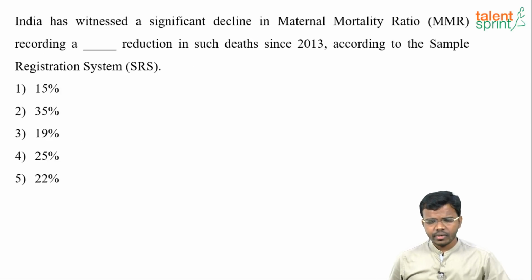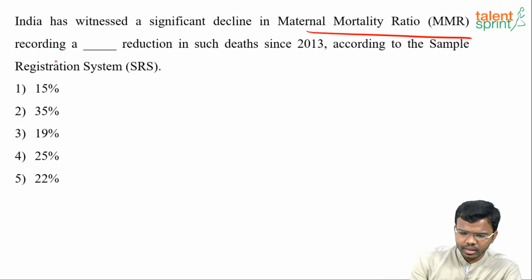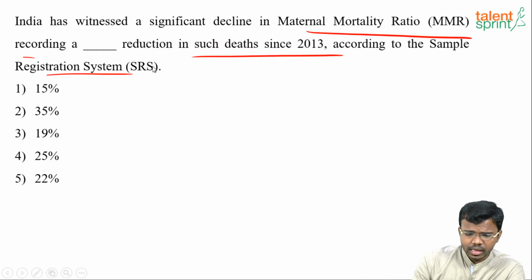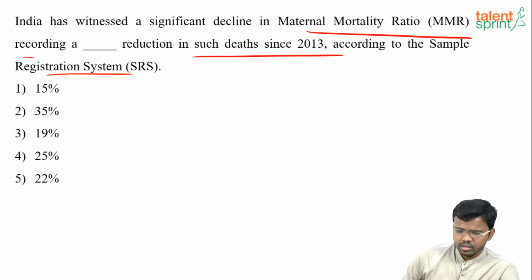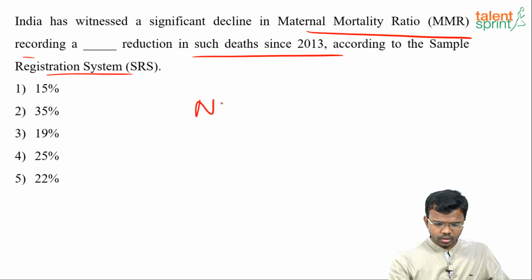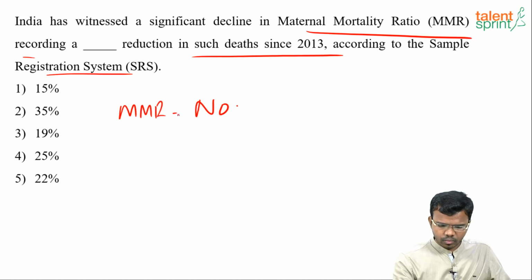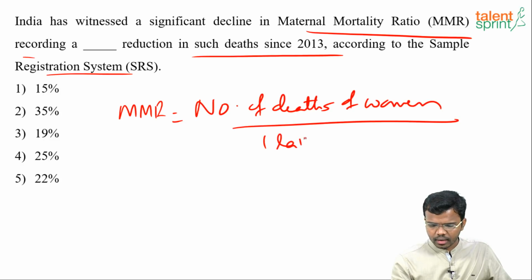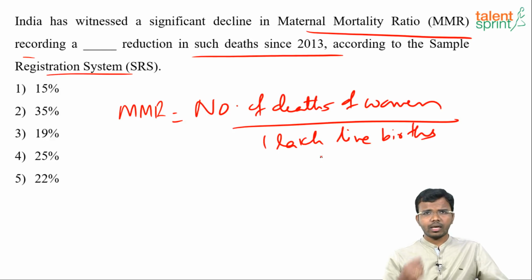India has witnessed a significant decline in maternal mortality ratio, recording a reduction in such deaths since 2013 according to the Sample Registration System. So maternal mortality ratio means the number of deaths of women per 1 lakh live births. That means for every 1 lakh live births of children, how many women are dying?